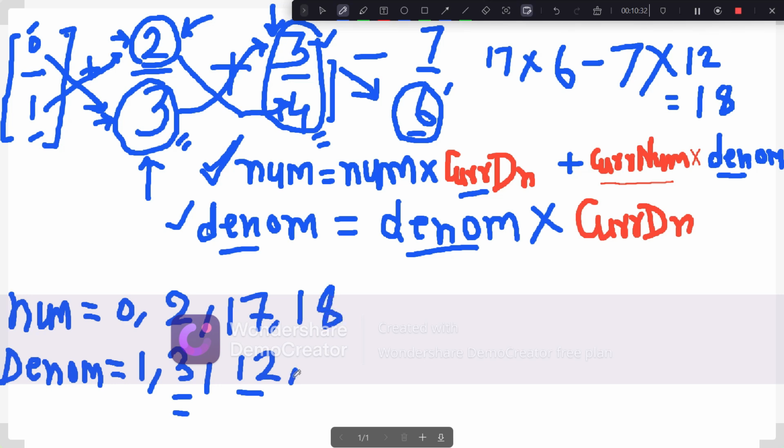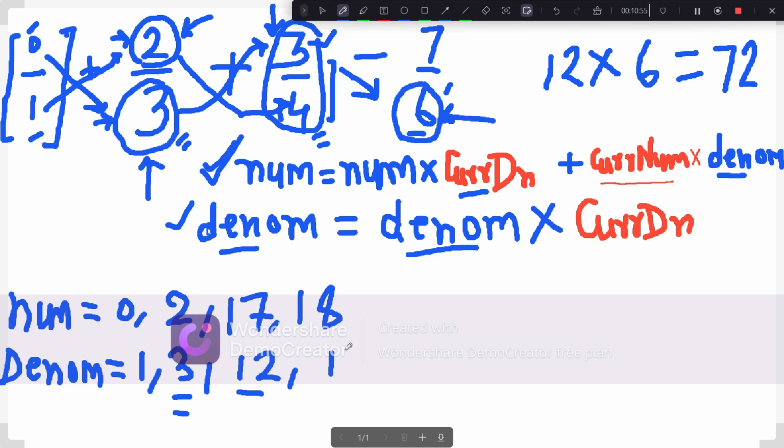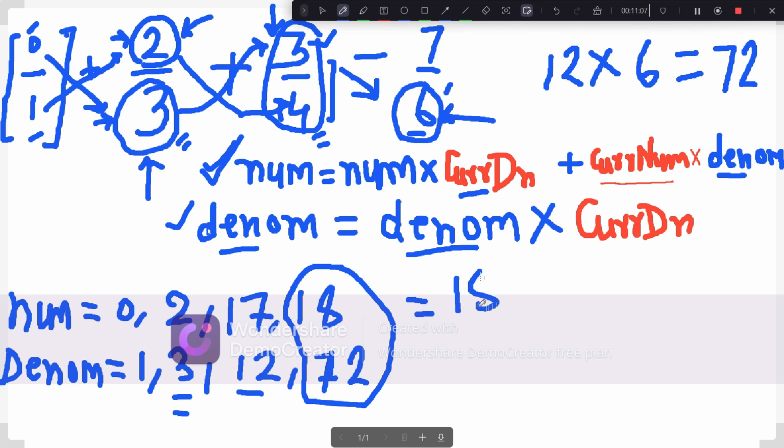Now we will calculate the denominator value. What is the previous value? It is 12. And what is the current denominator here? It is 6. So the new denominator value would be 12 into 6, which would be 72, right? So we are getting 72 here. Now finally we have got the numerator as well as the denominator. These are the two values that we were looking for. Now our answer should be basically 18 by 72, right?